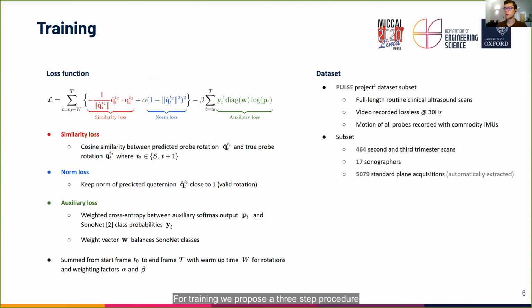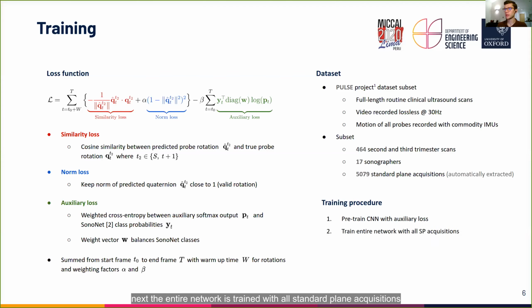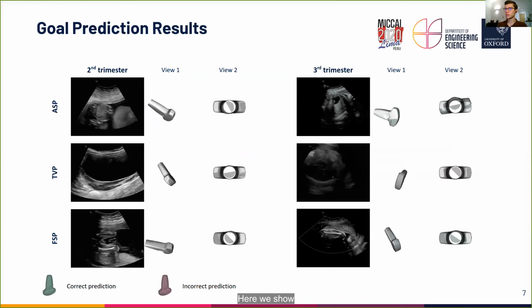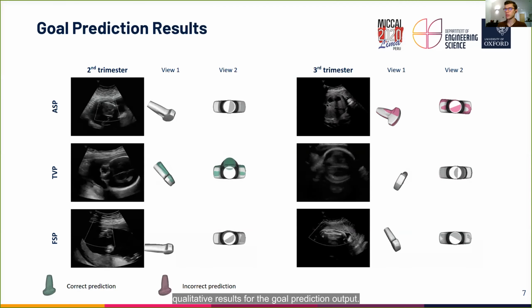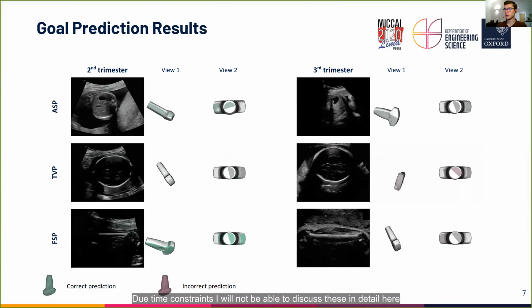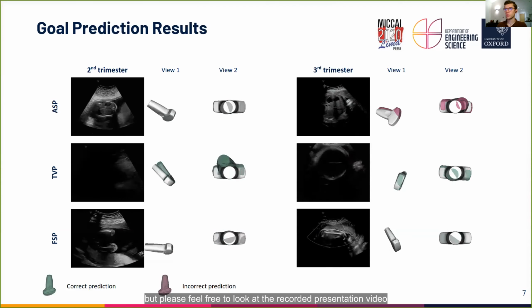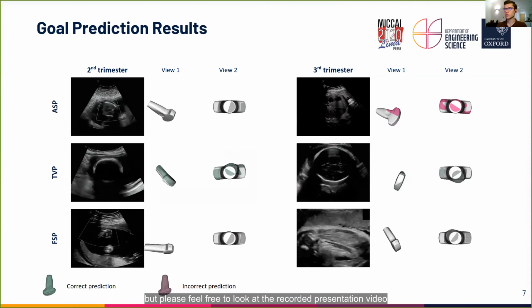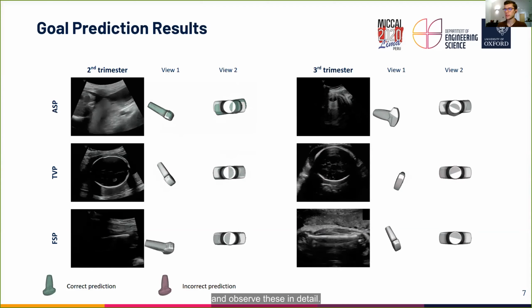For training, we propose a 3-step procedure where first the CNN is trained with the auxiliary loss only. Next, the entire network is trained with all cineplane acquisitions. And finally, the network is fine-tuned for each cineplane type separately. Here we show qualitative results for the goal prediction output. Due to time constraints, I will not be able to discuss these in detail here, but please feel free to look at the recorded presentation video and observe these in detail.